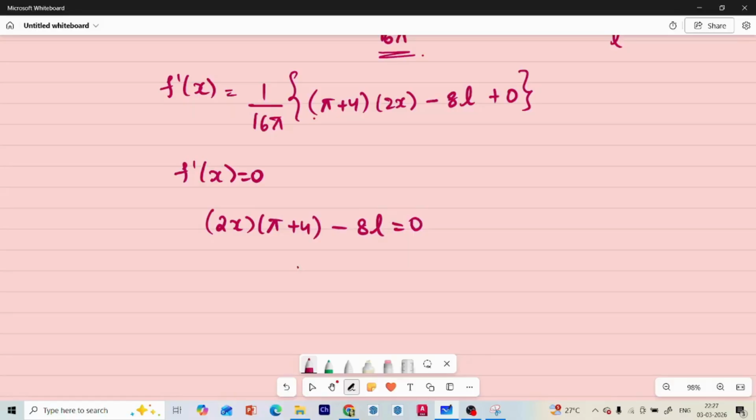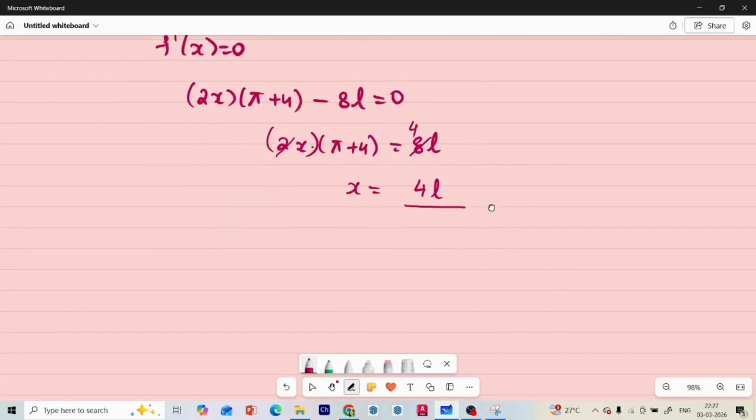Get 8l to the other side. 2x into pi plus 4 is equal to 8l. This is 2 times 4. So x is equal to, from this we can write, 4l by pi plus 4. We got the value 4l by pi plus 4.